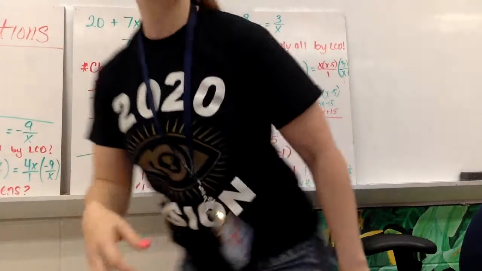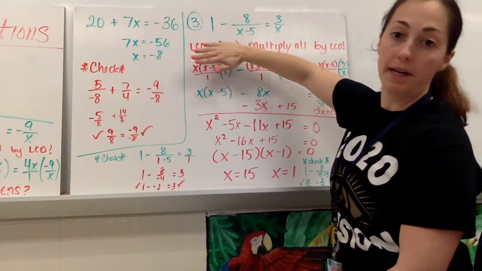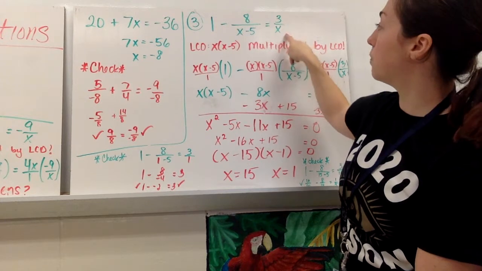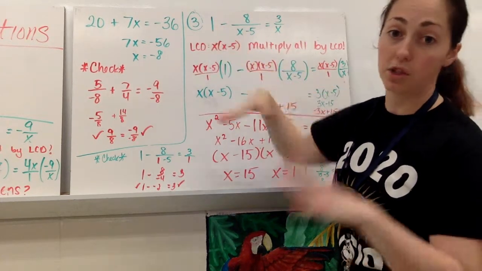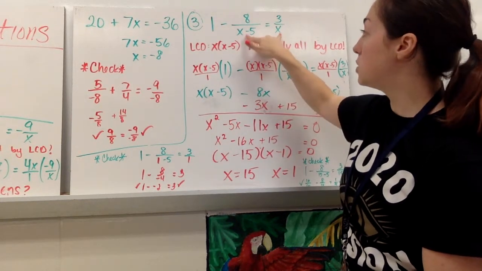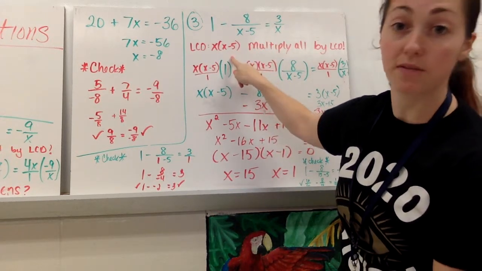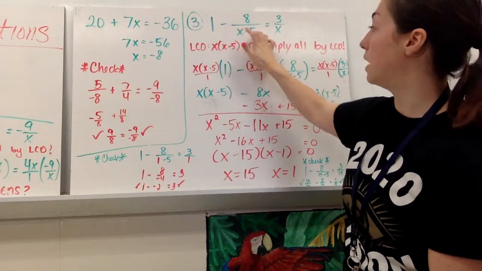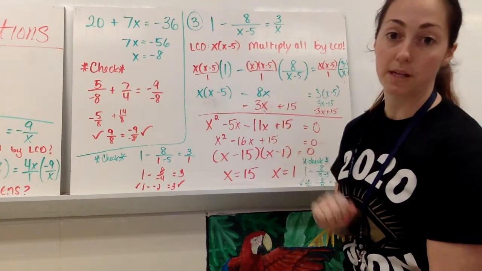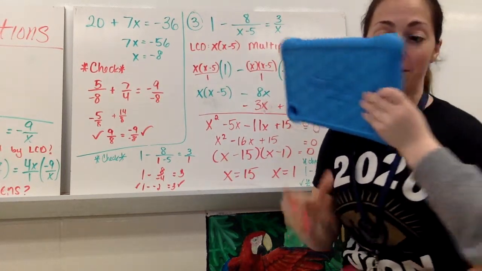So now, number 3, I've got 1 minus 8 over x minus 5 equals 3 over x. There's no denominator here, it's just like a 1. But I'm looking at these two, what's my least common denominator? Well, it's when you multiply them, x times x minus 5, and then you need to multiply everything by x times x minus 5.